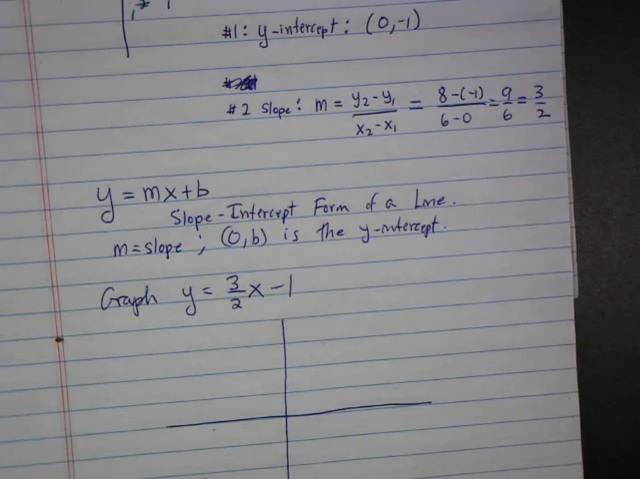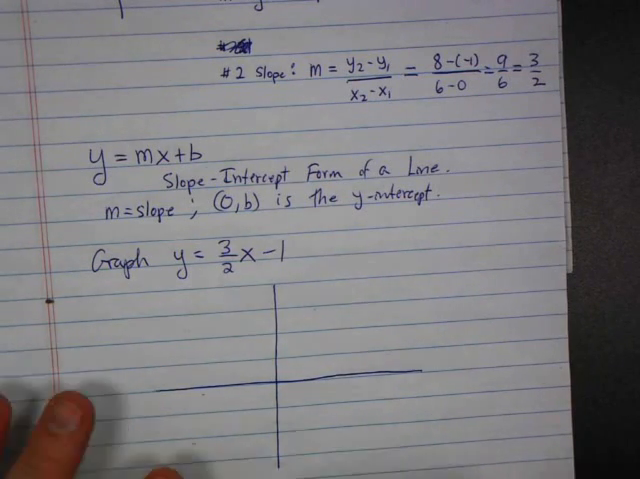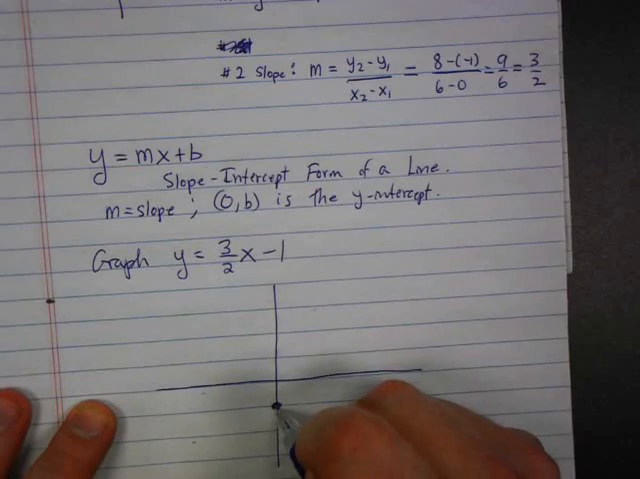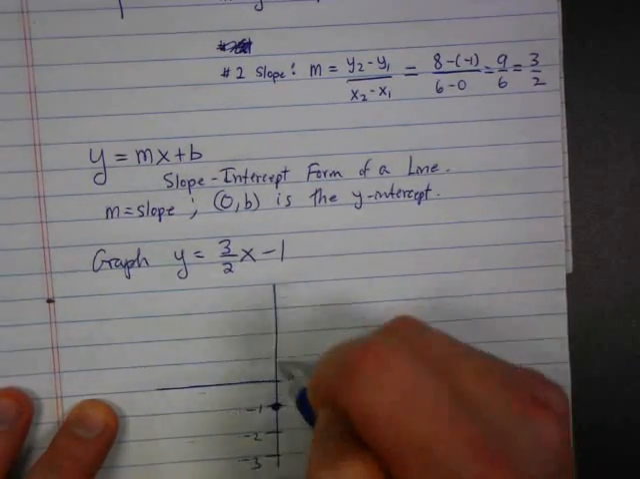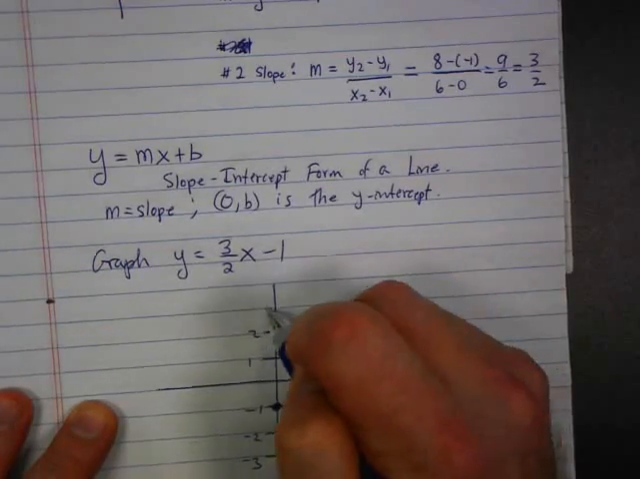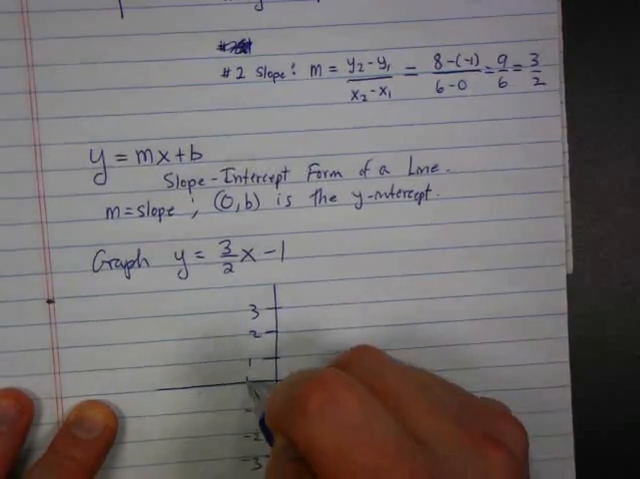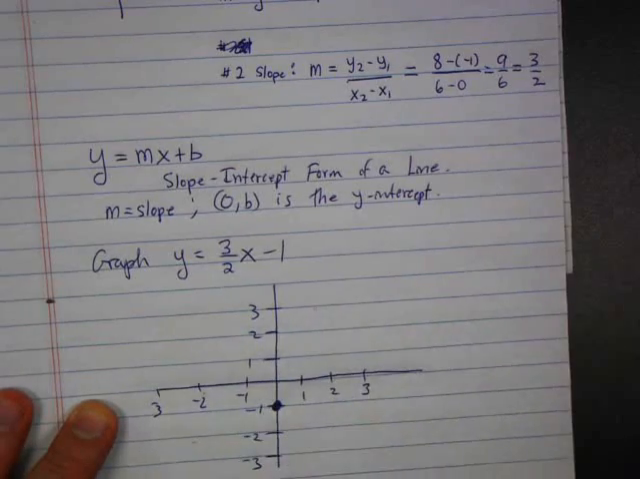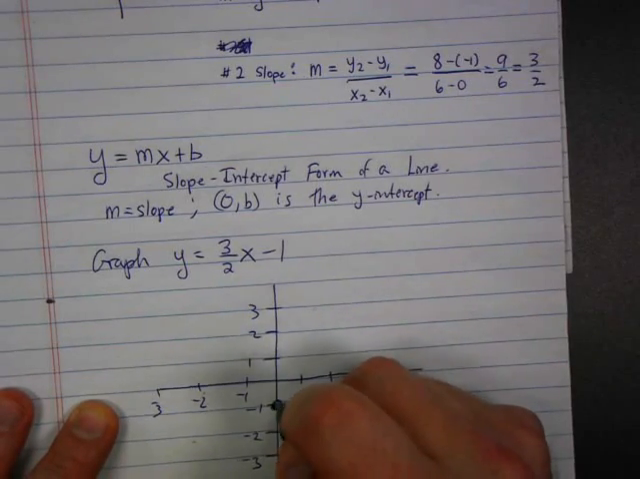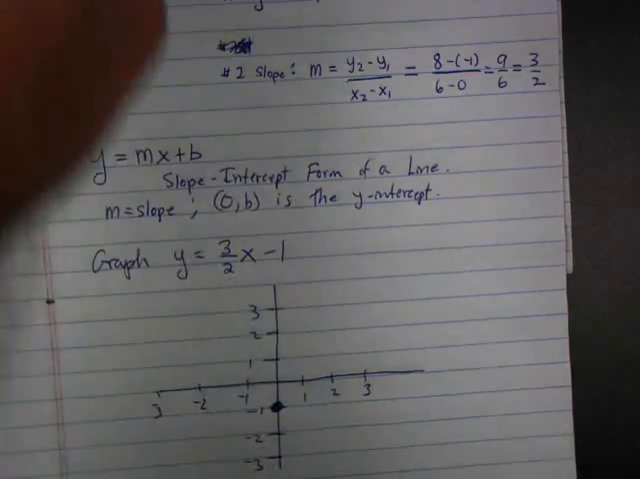I begin by finding the y-intercept. What's the y-intercept? Negative 1. (0, -1). Thank you. Of course, I put scaling on my graph. We always put scaling on our graphs. So I start by marking my y-intercept, which is right here, (0, -1). And then I use my slope.